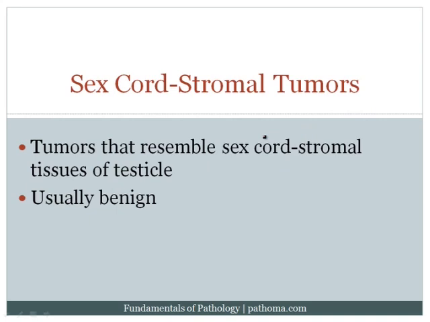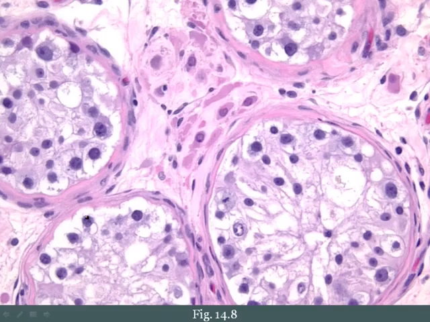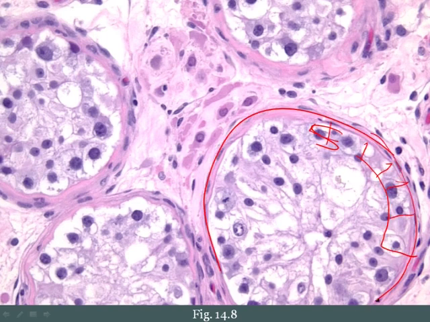Sex cord stromal tumors are the second category of tumor that can arise within the testicle. These tumors resemble the normal sex cord stromal tissues of the testicle and are usually benign. Here's an image of the normal testicle just to remind you of the sex cord stromal tissues. So the sex cord includes the Sertoli cells, and remember that the Sertoli cells are the cells that line the tubules, and of course this area here is the tubule. So you could potentially get a Sertoli cell tumor.